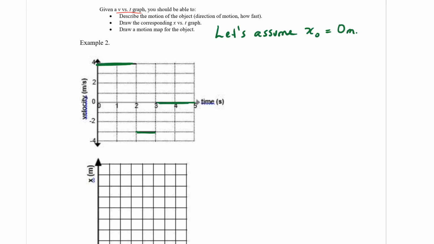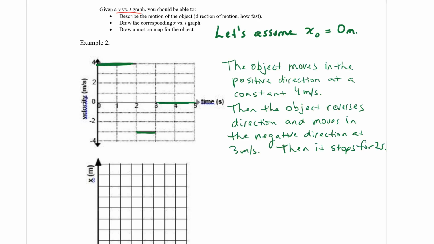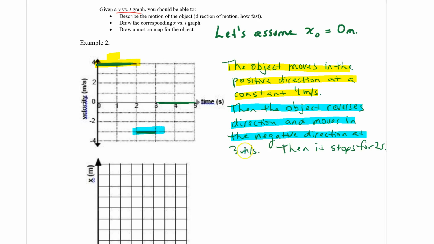Okay, so for my description, here I'll write it out and I'll just hit pause here. Okay, so I don't know, not too crazy. This first segment here: the object moves in a positive direction at a constant 4 meters per second. And then this next section here, the object reverses direction and moves in the negative direction at 3 meters per second. And then lastly, this section here, the velocity is 0. It stops for 2 seconds. So that's how I'd write that.